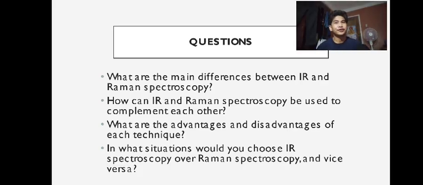So, for the class questions, please raise your hand if you want to answer. Number one, what are the main differences between infrared and Raman spectrometry? That's right. Number two, how can infrared and Raman spectrometry be used to complement each other? So, can someone please answer? That is right. Next, what are the advantages and disadvantages of each technique?